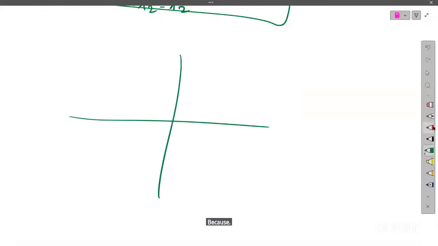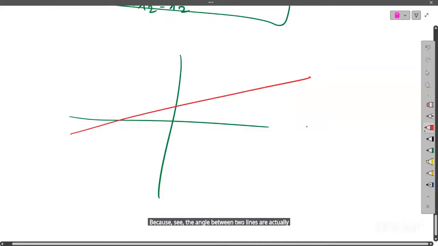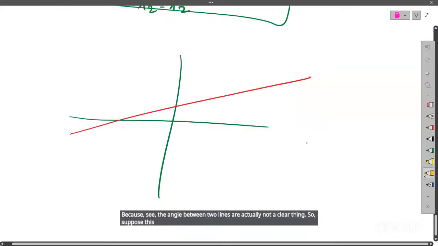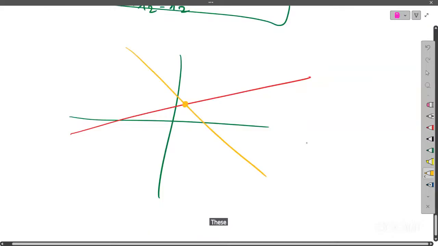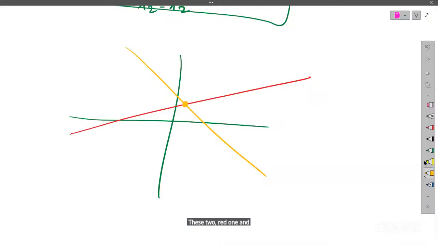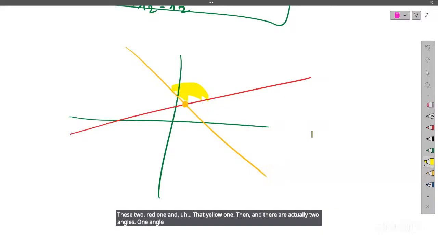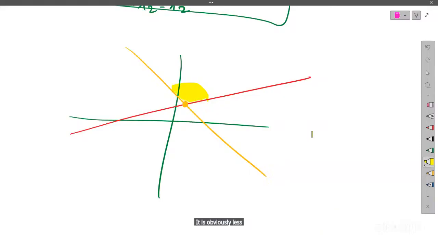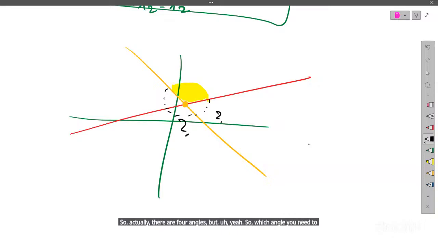Because see, the angle between two lines is actually not a clear thing. Suppose this is one line, and this is another line, the red one and the yellow one. Then there are actually two angles. One angle is this one, which is obviously less than 90 degrees, right? And another angle is something else. So actually there are four angles. So which angle do you need to answer? It depends on the question.